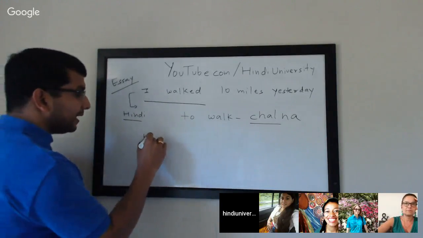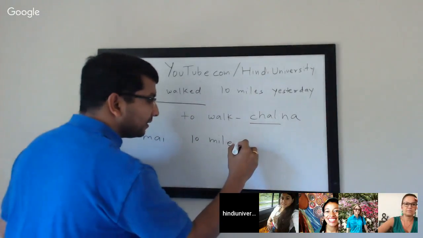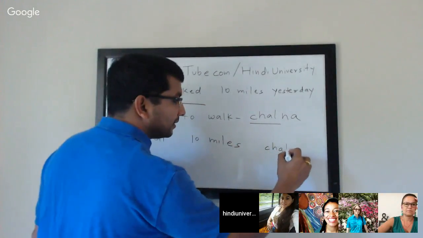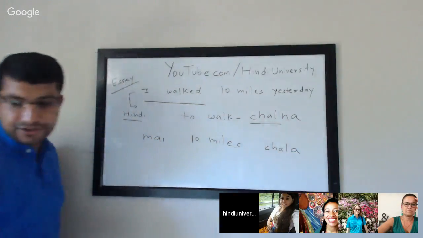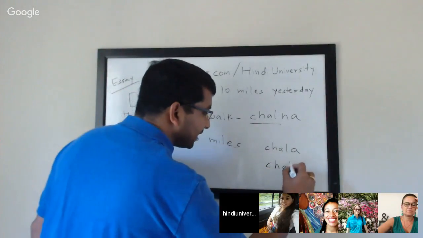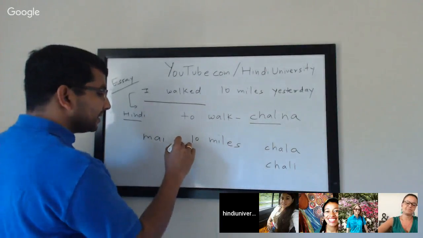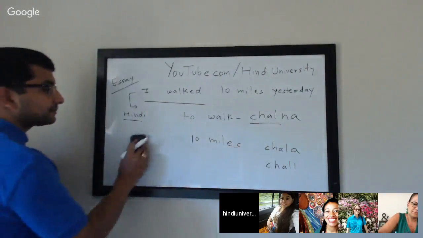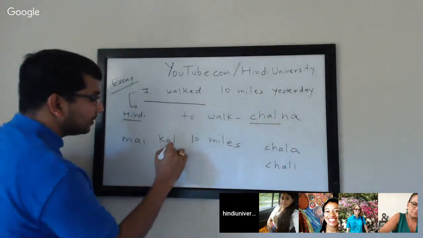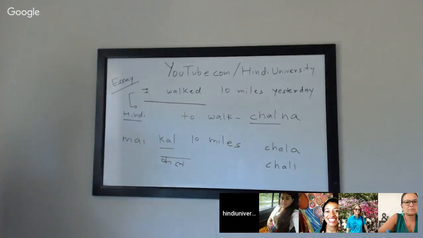मैं 10 miles, or in Hindi you will say mil. Okay, मैं 10 miles, and I will say the base part chal, and then I'll put मैं 10 miles chala. Okay, for girls, you are saying मैं 10 miles chali. And because it's yesterday, you'll put kal here. You'll say मैं कल 10 miles चला, or मैं कल 10 miles चली.